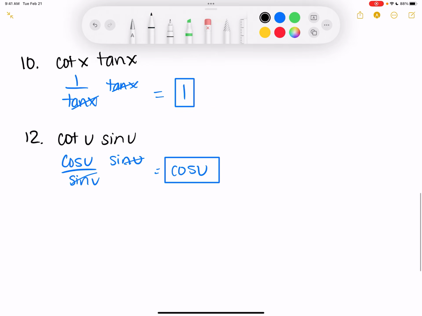All right, 14. 1 minus cosine squared of u, or theta this time, theta, over sine of theta.